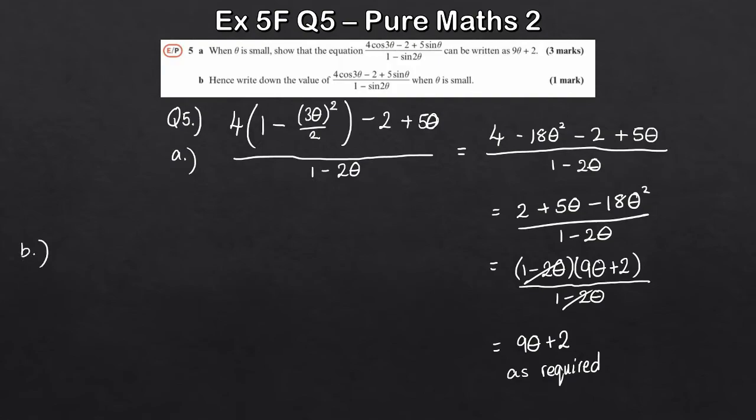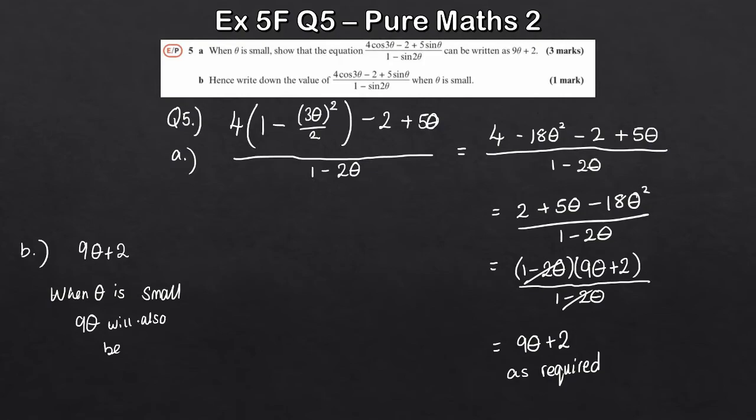So we want to now hence write down the value of this full expression when theta is small. Now you can actually do part B even without part A, as long as they give you what it should be equal to, or what you can write it as. So because we're told it can be written as 9 theta plus 2, what we're considering here is when theta is small, so when theta is small, 9 theta will also be small.